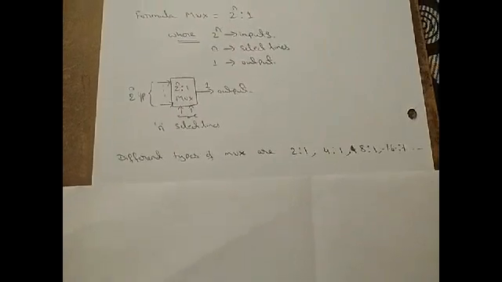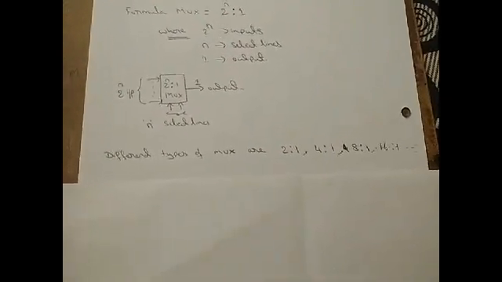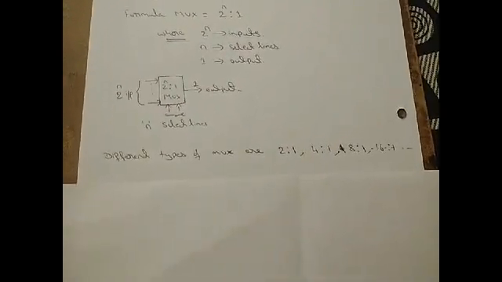Different types of muxes are 2 is to 1 mux, 4 is to 1, 8 is to 1, 16 is to 1, 32 is to 1, and it just goes on like this. Normally, for your syllabus it will have 2 is to 1, 4 is to 1, and 8 is to 1. So first we'll discuss the 2 is to 1 mux and its operation.